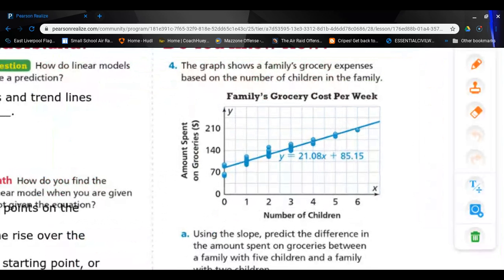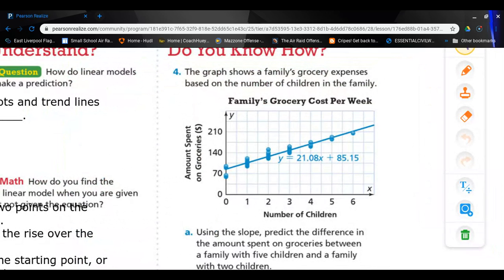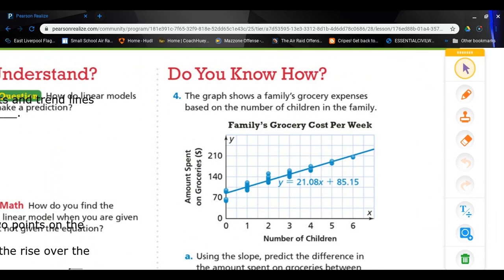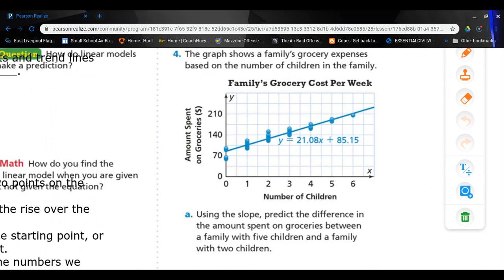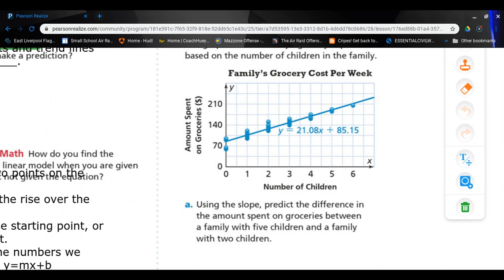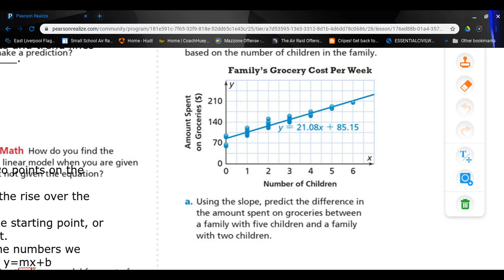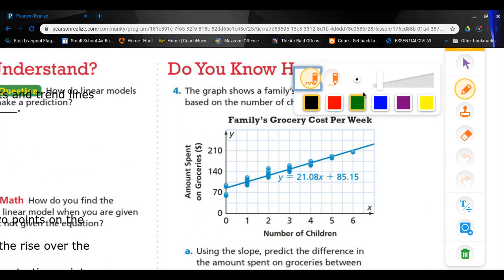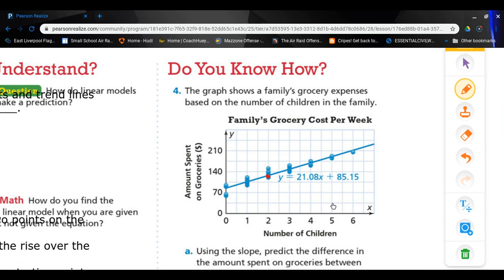Come up to number 4. The graph shows a family's grocery expenses based on the number of children in the family. Using the slope, predict the difference in the amount spent on groceries between a family with 5 children and a family with 2 children. Well, okay. Let's go ahead and get our drawing tools up and running here. I'm going to use number of children here. This would be here at 2, going to be right in this general ballpark. And a family of 5 children is going to be here. And it wants to know the difference between the two.